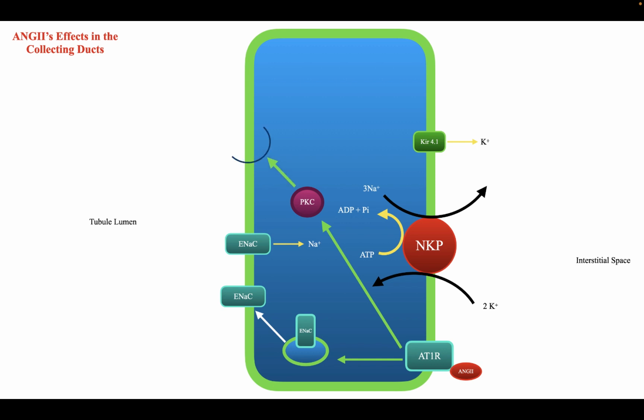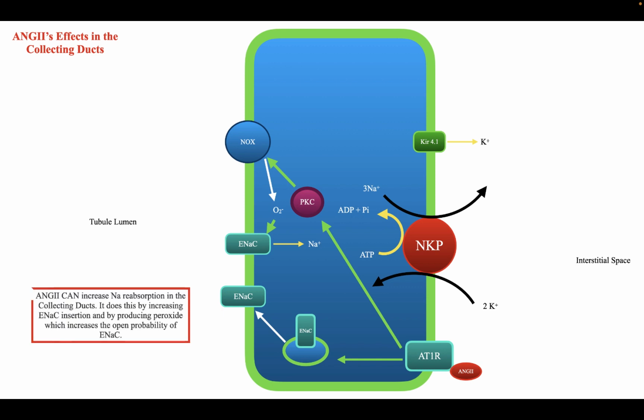Protein kinase C will then increase the activity of NADPH oxidase, which will therefore produce peroxide. And then peroxide will increase the open probability of ENaC channels. This means that any specific ENaC channel will have a greater probability of being open, so therefore it will allow more sodium to flow into the cytosol. So in other words, Ang2 can increase sodium reabsorption in the collecting ducts. It does this by increasing ENaC insertion and by producing peroxide, which increases the open probability of ENaC channels.